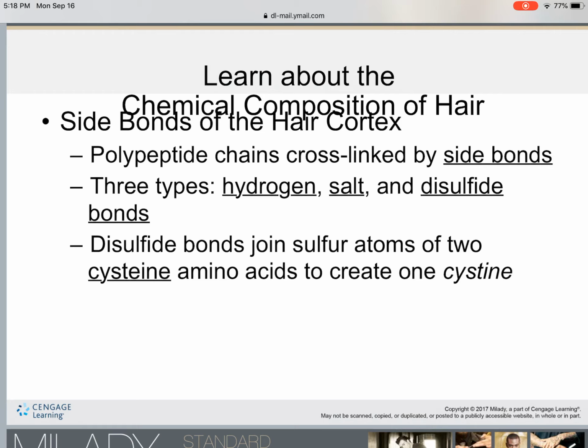Then you've got your disulfide bonds. They are covalent bonds that join sulfur atoms of two neighboring cysteine amino acids to create cystine. Stronger than hydrogen or salt bonds, but they are fewer in number. They account for 1/3 of the hair's total strength. They are not broken by heat or water. They require chemical solutions to change or restructure. They are also known as sulfur bonds, S bonds, and cystine bonds.